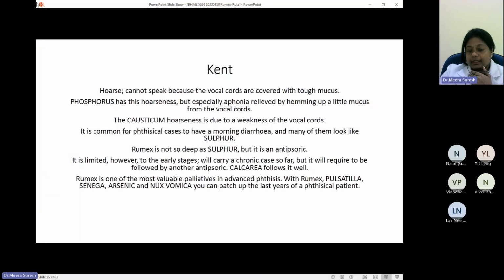Another medicine comparison is hoarseness. This hoarseness we can see in the case of phosphorus and also Causticum. In the case of Rumex, if there is hoarseness, the person is not able to speak because the vocal cords are covered with tough mucus.